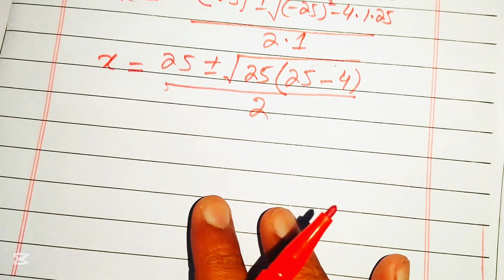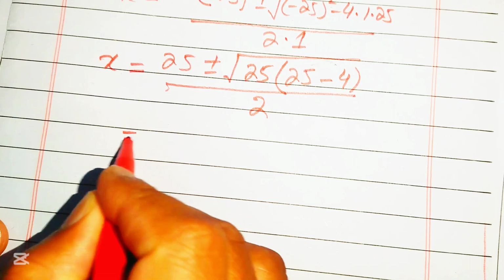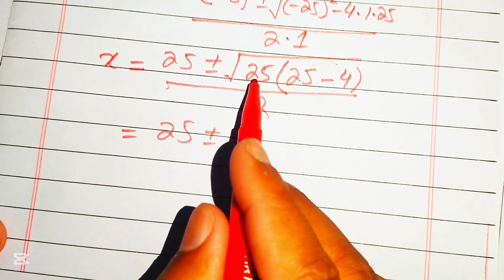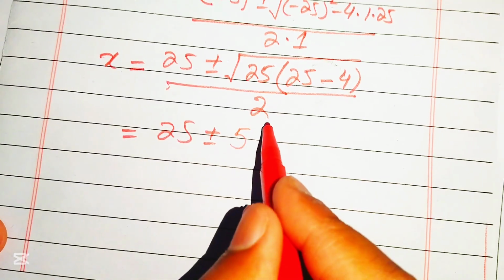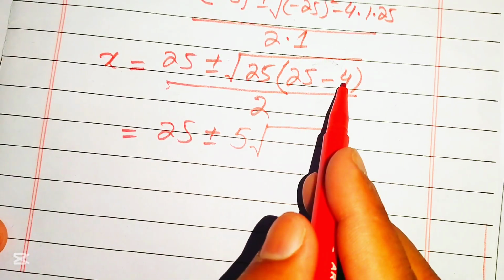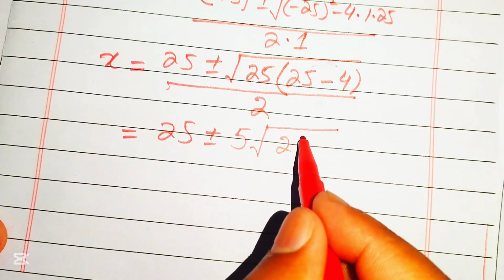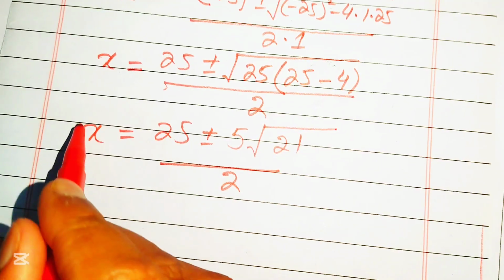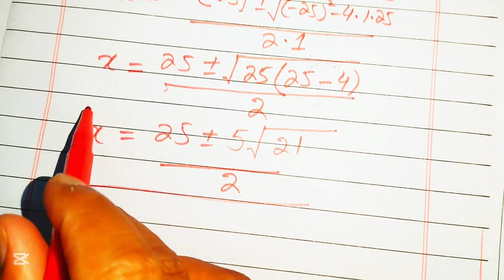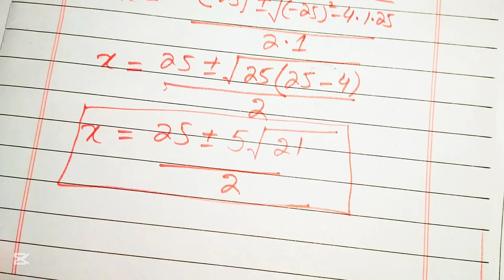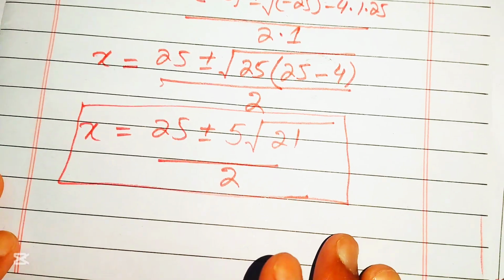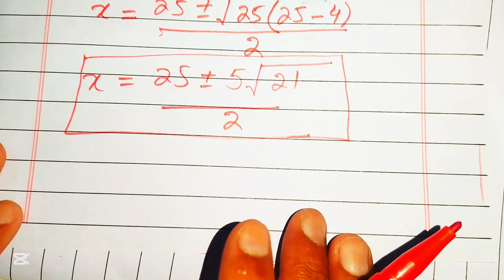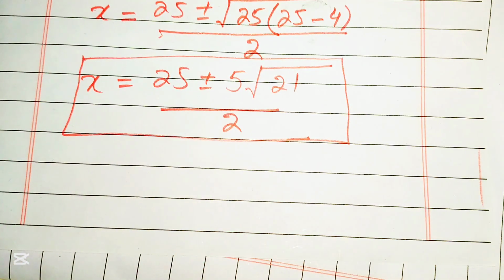And now, in the next step, we need more simplifications, and we write it as (25 plus minus, here we know that the square root of 25 becomes 5) into the square root of 25 minus 4, which equals 21, and it is divided by 2. So these are the two values of x in this problem. Now we will use these two values of x and move forward to find the corresponding values of y.